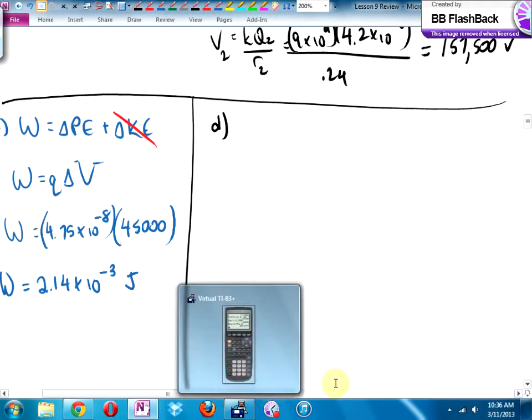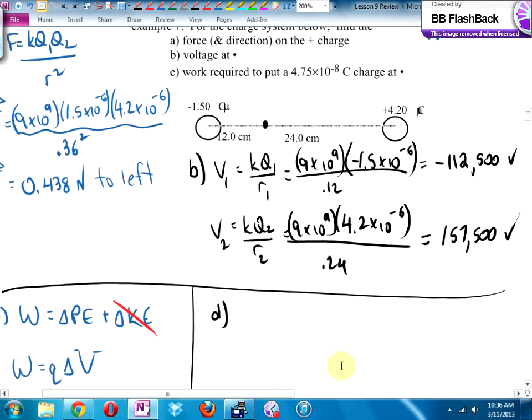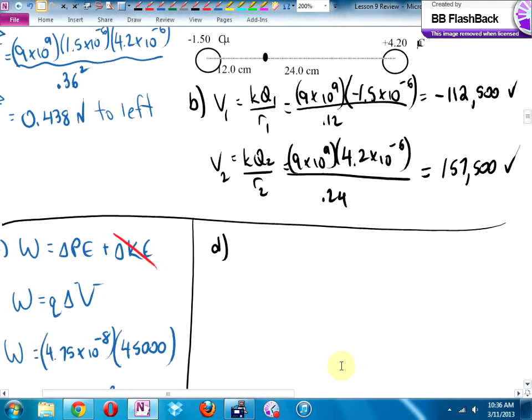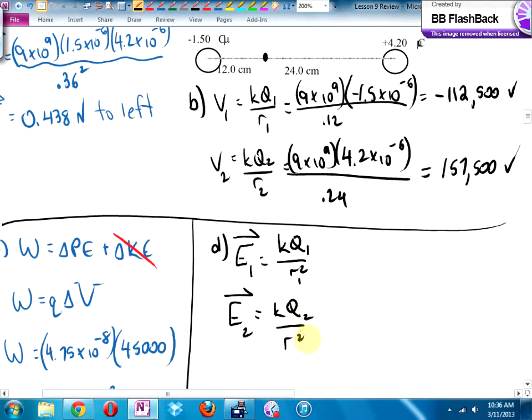D, electric field at this location. How do I find electric field? Well, that's going to be the electric field from charge 1, and it's going to be the electric field from charge 2, both of which are going to be KQ over R squared. But it's going to be Q1 R1, Q2 R2.